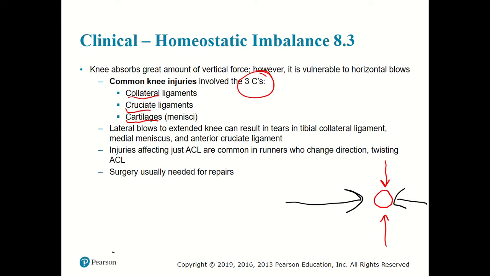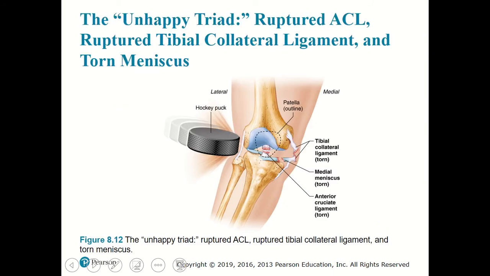And so when we look at a knee itself, and we look at, for example, lateral blows, we can see where the collateral ligament is, where the anterior cruciate ligament is, and where the medial meniscus is, right? And so when we look at that, and we'll take a look at this in just a second, of an example that we call the unhappy triad, right? So this is actually a clinical label for what we see here, right?